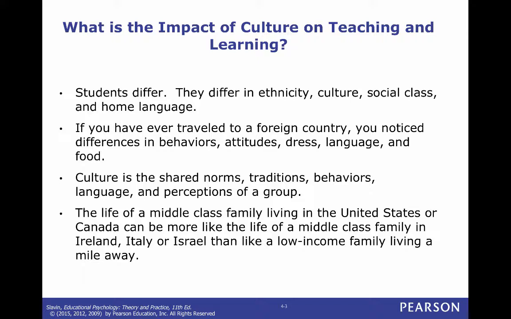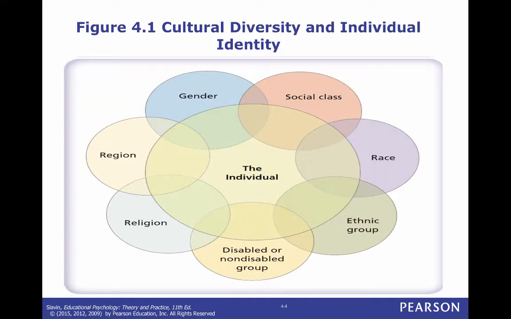The life of a middle-class family in the United States or Canada can be more like the life of a middle-class family in Ireland, Italy, or Israel than a lower-class family living about a mile away. So your SES, or social status, would be the same across cultures as it would be by just going down the street to somebody who is at a different socioeconomic status than you are. So SES is probably the biggest predictor.